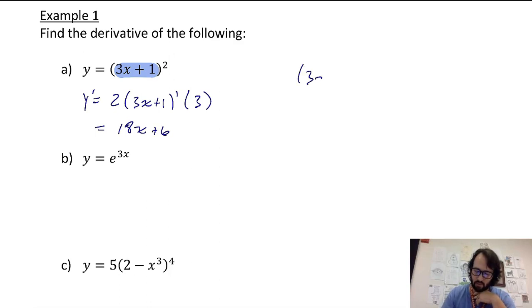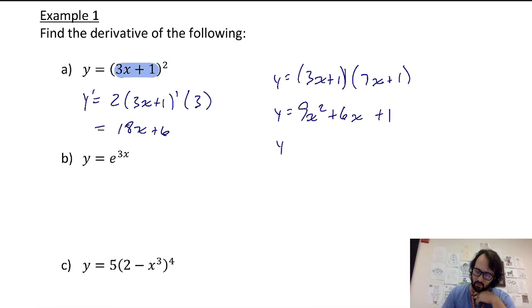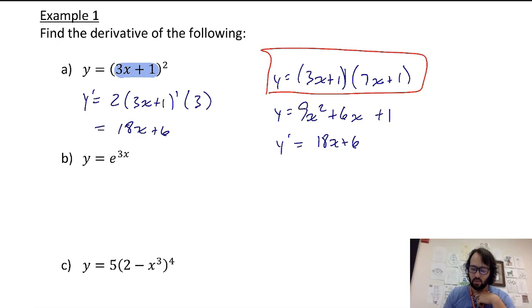So let's see if we get the same thing. (3x plus 1) times (3x plus 1) is 9x squared plus 6x plus 1. So if I do the derivative of that, y prime is 18x plus 6. So same thing, but it's going to be a little bit less work, especially as you get going through it, because this step will be unnecessary.